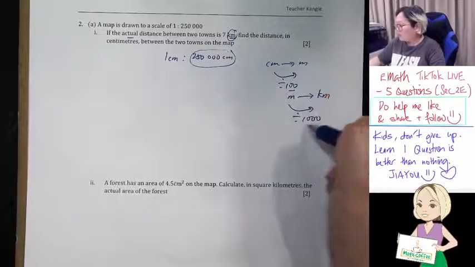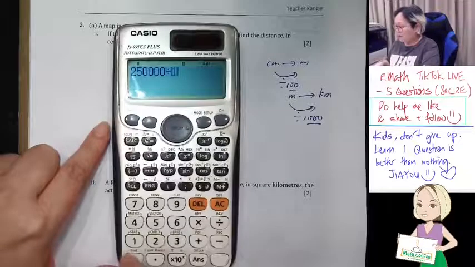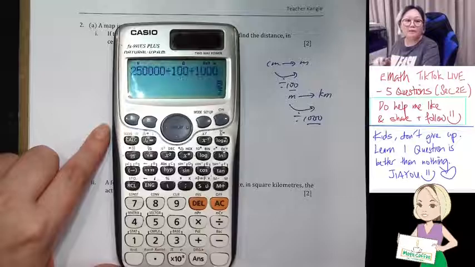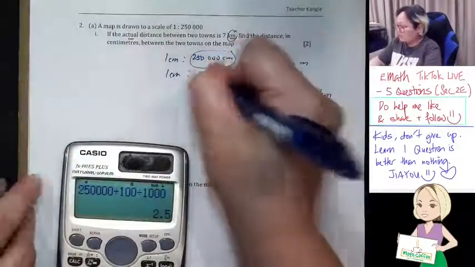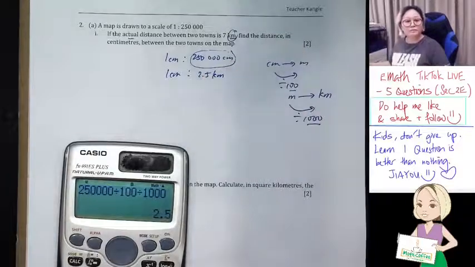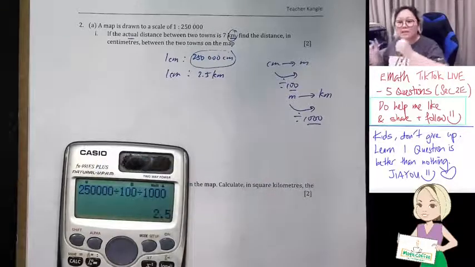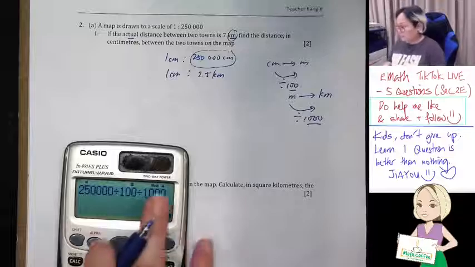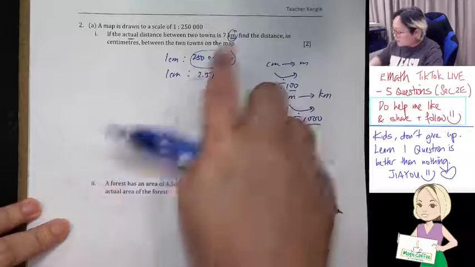So you take 250,000 divided by 100. This is to change to meter. Divide by 1000. This is to change to km. Press equal, and you get 2.5. So that means 1 cm represents 2.5 km. It means 1 cm represents 2.5 km on the map. This is length scale. Okay?